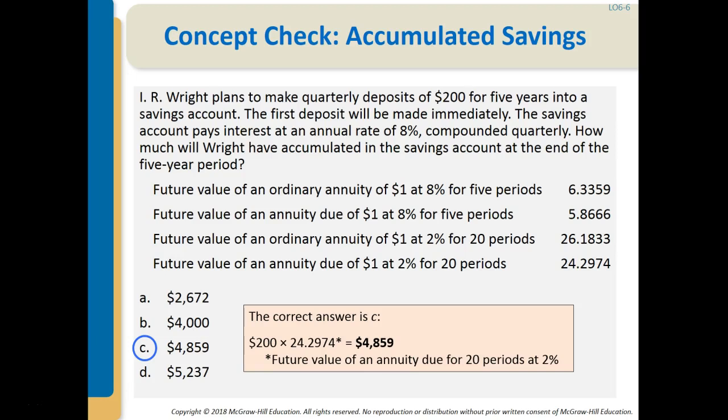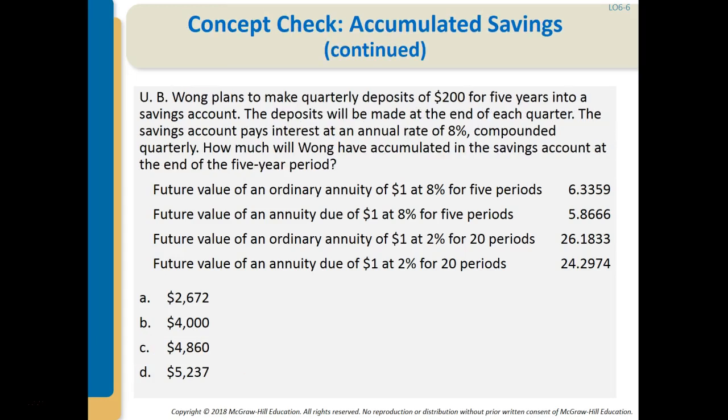24.2974, and the reason we would calculate it at 2% for 20 periods is because the interest is compounded quarterly, so we're going to have 20 periods at 2% interest, which gives us the 24.2974. So 200 bucks times the correct factor means at the end of this time we will have $4,859 available.